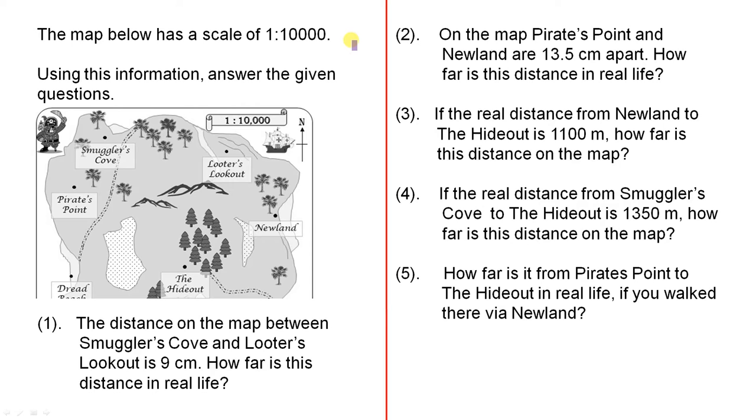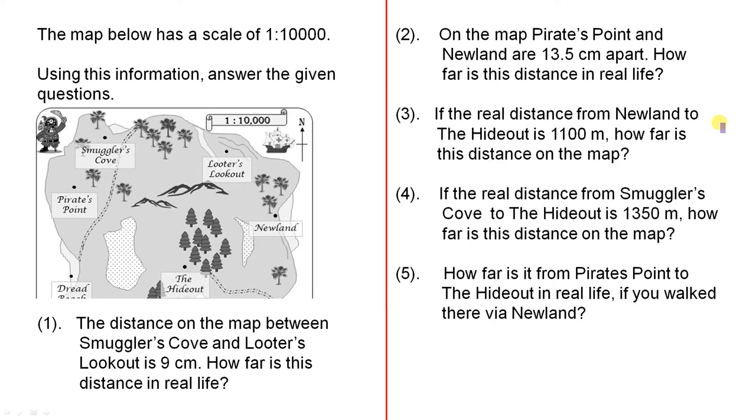The map below has a scale of 1:10,000. Using this information, answer the given questions. Number 1. The distance on the map between Smuggler's Cove and Looter's Lookout is 9 centimetres. How far is this distance in real life? Number 2. On the map, Pirates Point and Newland are 13.5 centimetres apart. How far is this distance in real life?